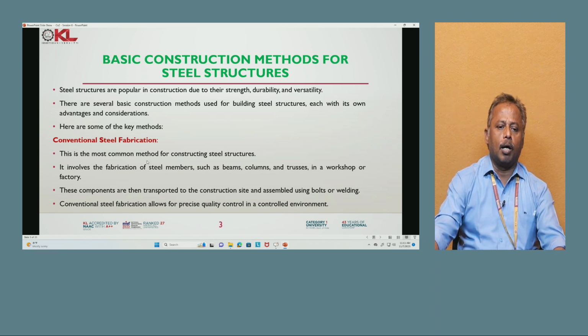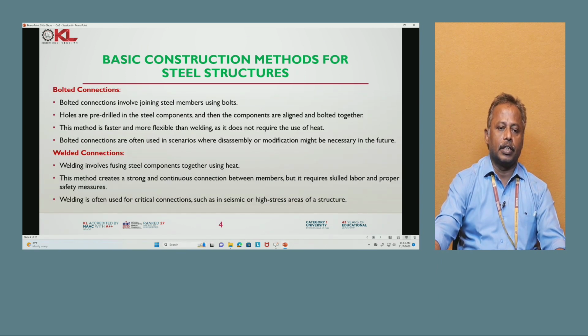This is the most common method for constructing steel structures. It involves the fabrication of steel members like beams, columns and trusses in a workshop or factory. These components are then transported to the construction site and assembled using bolts or welding. Conventional steel fabrication allows for precise quality control in a controlled environment.